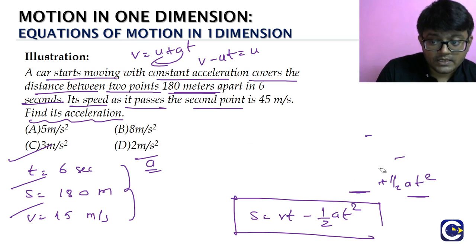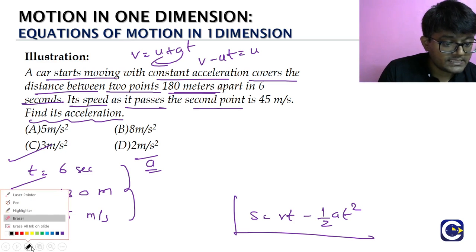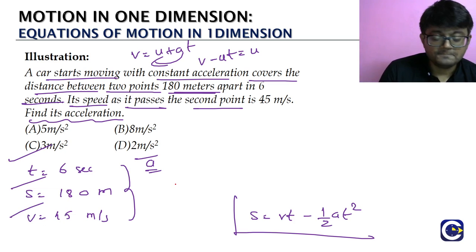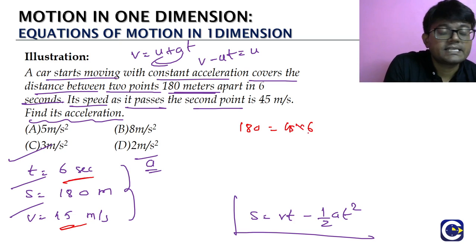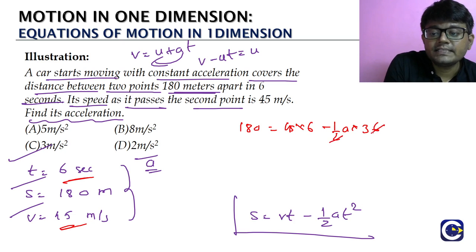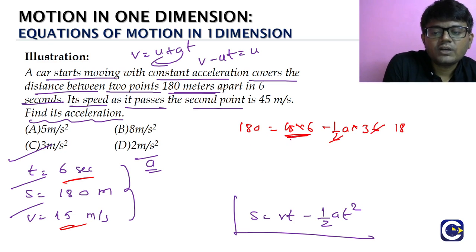Now we will substitute the values in this equation. We know S, which is 180. So S is 180, equal to V into T, which is 45 into 6, minus half into A into T square. 6 square is 36, so this is 18A. 45 into 6 is 270. So we bring the 270 to the left side.